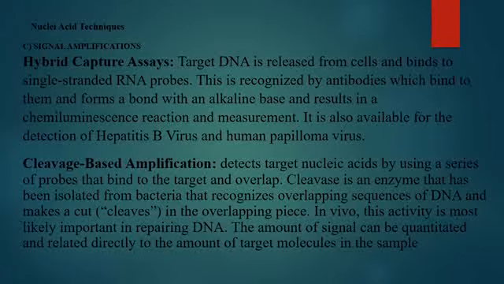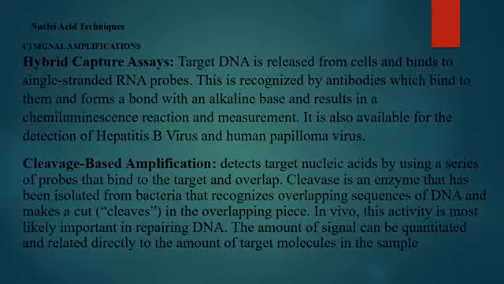Now in the hybrid capture, the target DNA of concern is released from the cell. So you find a way of releasing that one. Then it binds to single-stranded RNA probes. Now these RNA probes are recognized by antibodies which bind to them. So antibodies bind to this, and it forms a bond with an alkaline base, resulting in a chemiluminescence reaction.